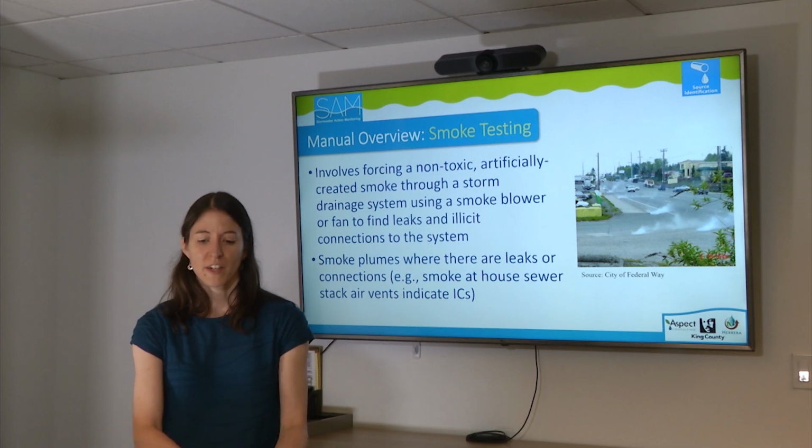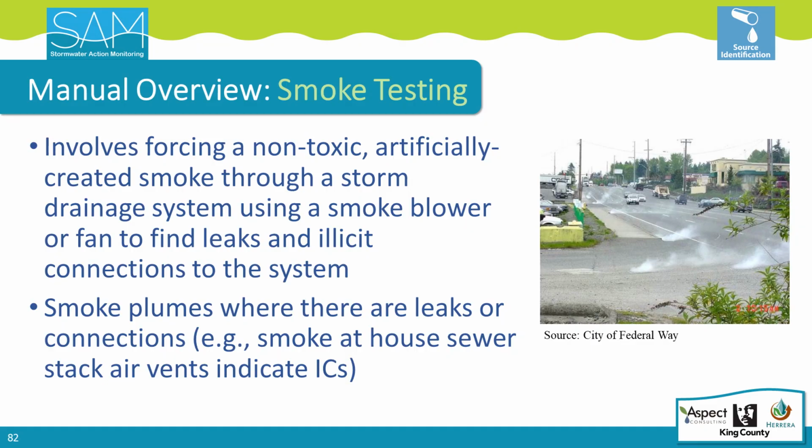Our next source tracing methodology is smoke testing. And so what this is, it involves forcing a non-toxic artificially created smoke through the storm drainage system using a smoke blower or a fan. And that can help find leaks and illicit connections to the system. So this is definitely one that requires some pretty extensive notification to the public. Obviously, you're having smoke possibly coming up at people's houses and the sewer stack air vents and things like that.